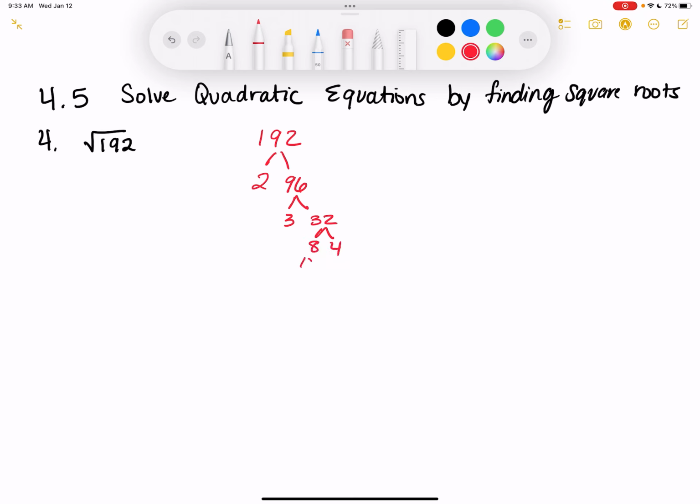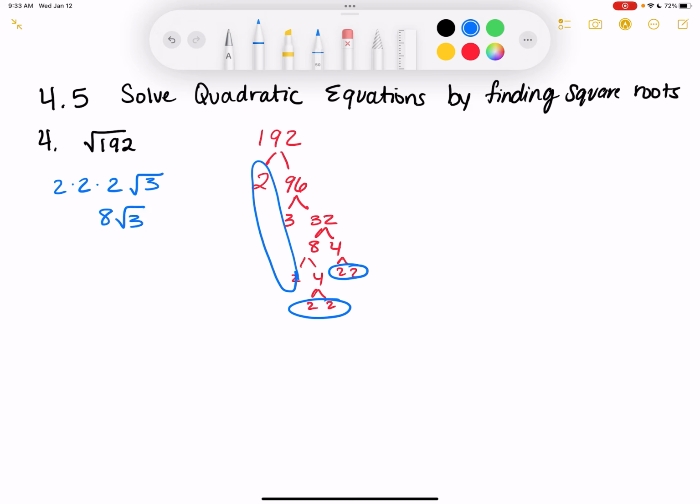Then 8 and 4. 8 is 2 and 4, and then 4 is 2 and 2. So then to pull something out, there has to be 2 of them. So we're going to group 2 2s, 2 2s, 2 2s, and then there's going to be a 3 left over. Remember, there have to be 2 of them to pull it out, but because you're taking the square root, you're only going to write one of them. So it's going to be 2 times 2 times 2, and then times the square root of 3. So this simplified would be 8 root 3.